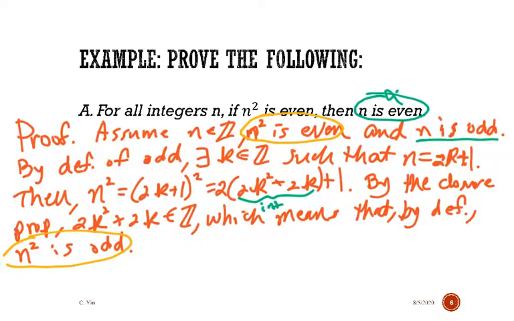If you wanted to just go ahead and say which is a contradiction here, that's fine. I'm going to write it out one more step. We're going to say, but n squared is even and odd.